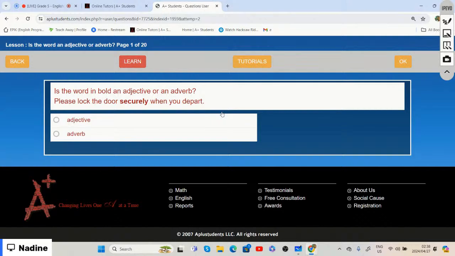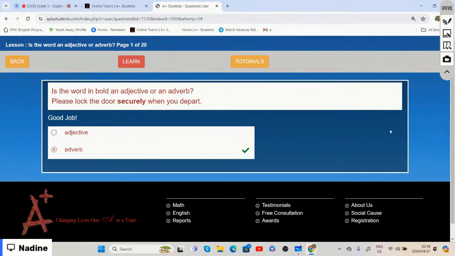Please lock the door securely. Is that an adjective or an adverb? So if you must say lock the door securely, then yes, we can say it's an adverb.